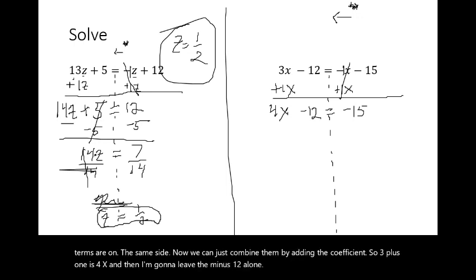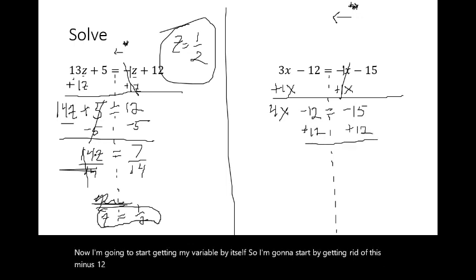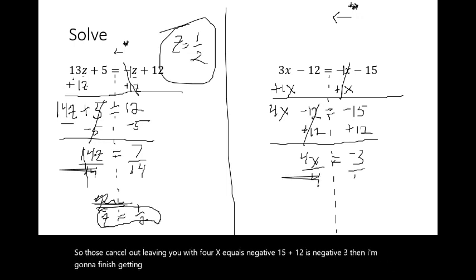Now I'm going to start getting my variable by itself. So I'm going to start by getting rid of this -12 and adding 12 to both sides. So those cancel out, leaving you with 4x equals -15 plus 12, which is -3. Then I'm going to finish getting x by itself by dividing both sides by 4.